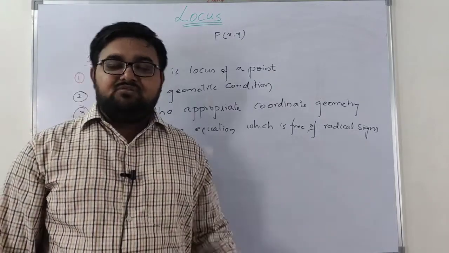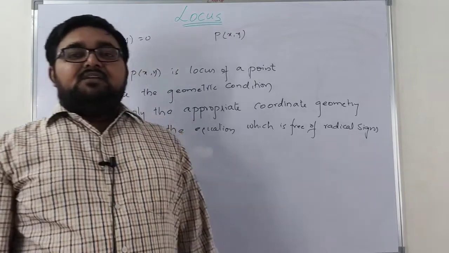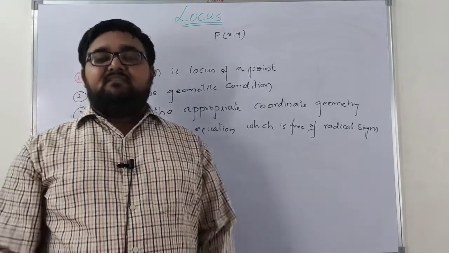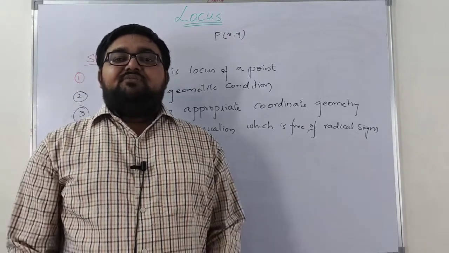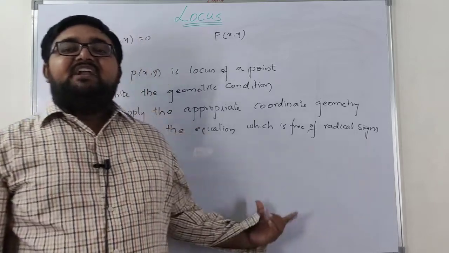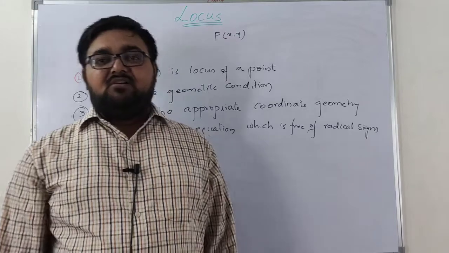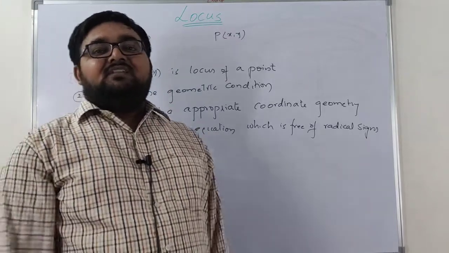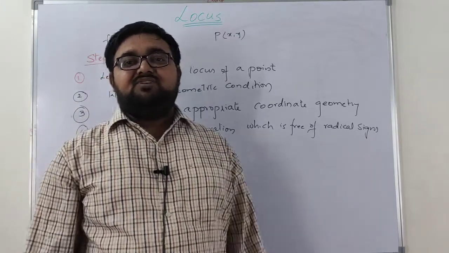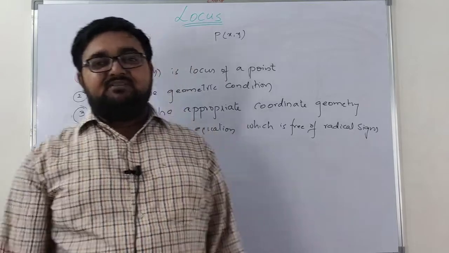Next, there is one more step. If you want to do it, you can, otherwise you can leave it. The fifth point is checking. We need to verify whether the obtained equation is our locus of the point or not. That is the last point. It is optional. If you want to check, you can check, otherwise you can leave it, right?